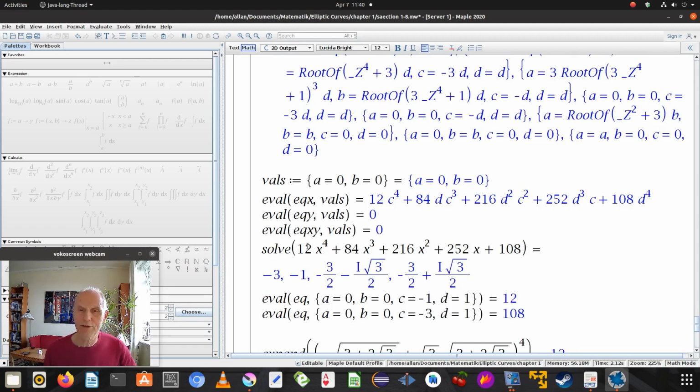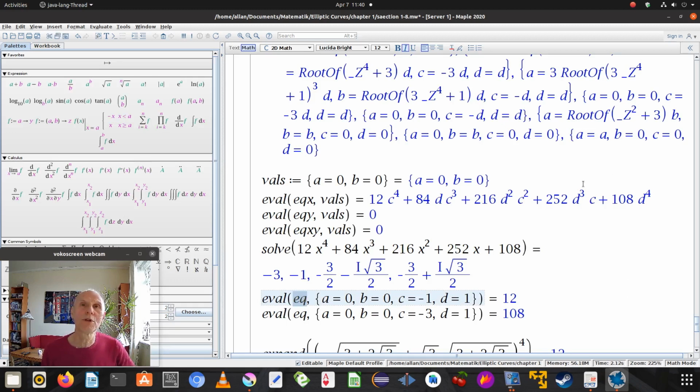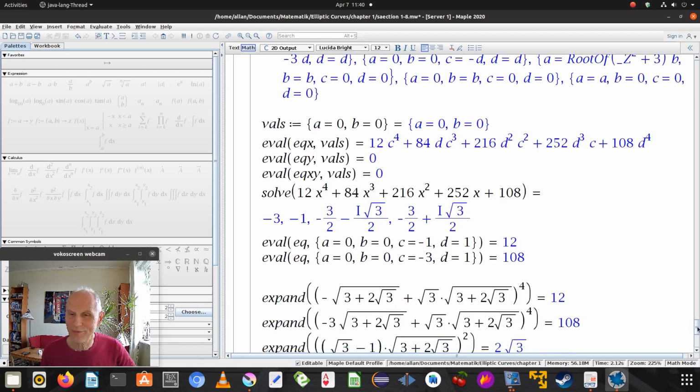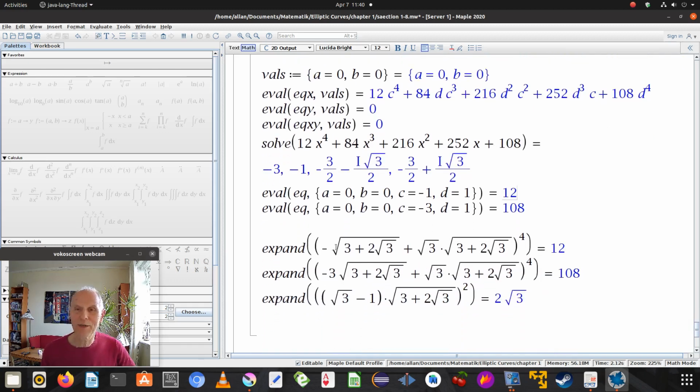So I solve the polynomial and get the four solutions, minus 3 and minus 1. And then we can see of what we should take the fourth root. It turns out to be 12 or 108. I opt for 12. So I put it into the expansion here, and it does indeed give 12. That was really a miracle. I really didn't expect it until I saw it.